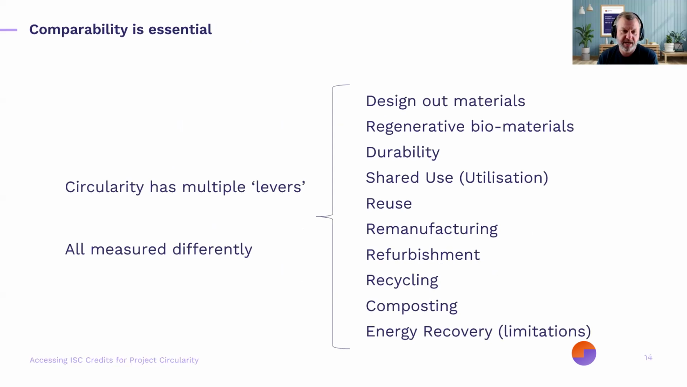Now, the challenge with circularity is one of comparability. The circular economy has multiple levers, whether that's designing out materials, using regenerative biomaterials, extending the service life of a product through durability-based approaches, having shared use products, so using products more intensively, reuse, remanufacturing, refurbishment, recycling, composting, energy recovery. And all of those ways of delivering circularity are measured differently, which makes it very difficult to combine different forms of circularity and to compare different circular economy approaches.